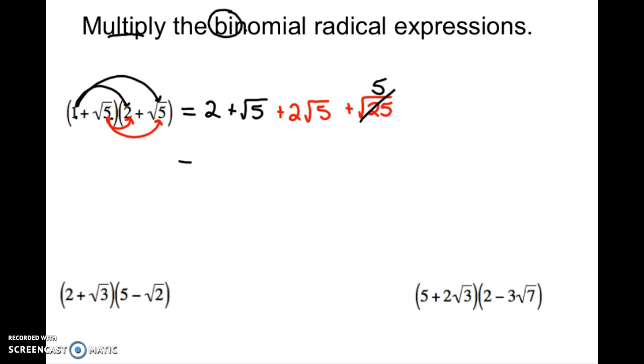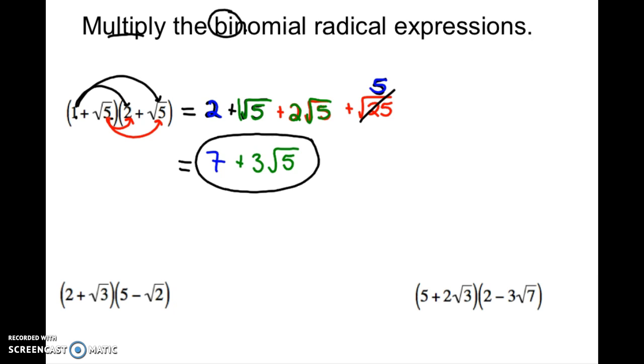Now we have like terms that go together. The 2 and the 5 don't have any radicals attached to them, so we just add them up. They're just normal numbers. And then we have 1 square root 5 is a like term to 2 square root 5. Add the coefficients out front and keep the radical. Again, if you have questions, pause, ask one another. You guys are smart. You can figure this out.